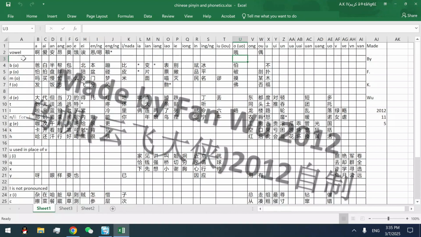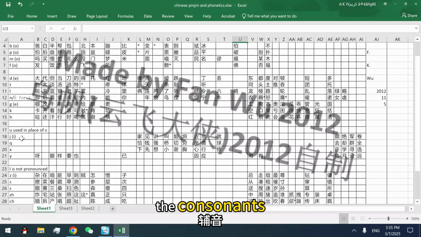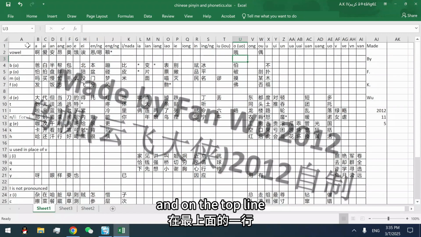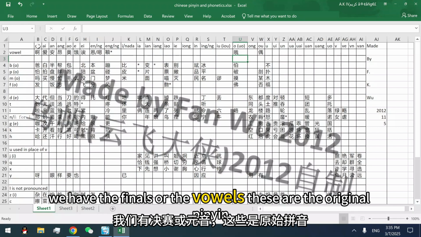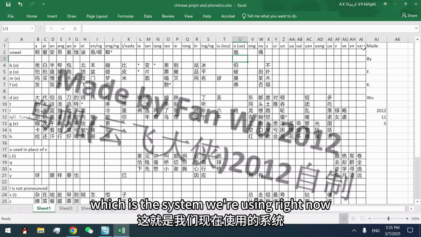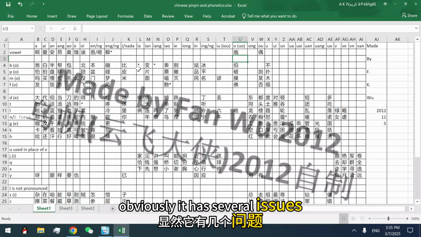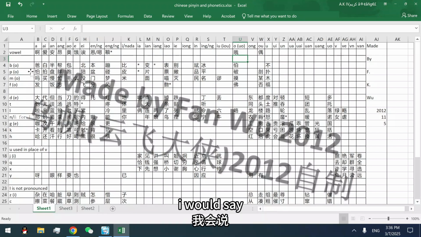Anyways, on the left side are the initials or the consonants, and on the top row, we have the finals or the vowels. These are the original pinyin, which is the system we're using right now. Now, obviously, it has several issues, I would say.